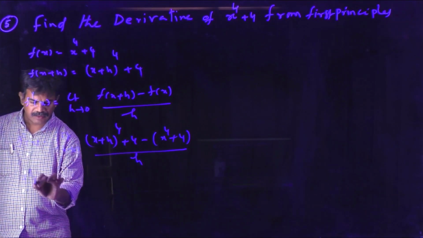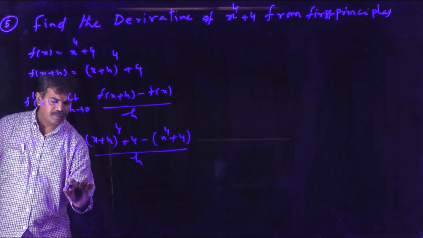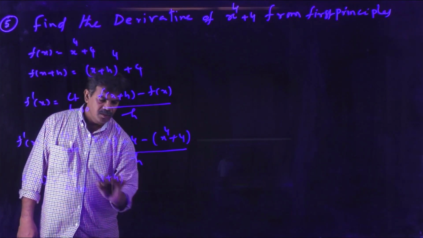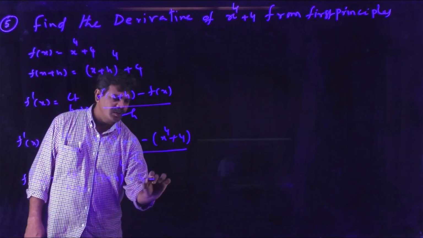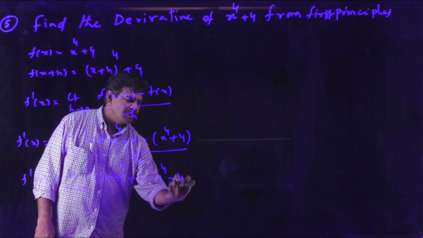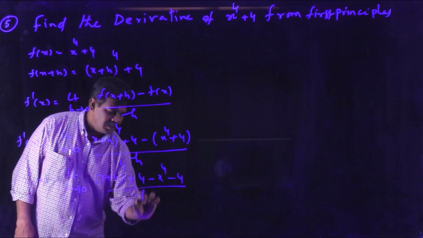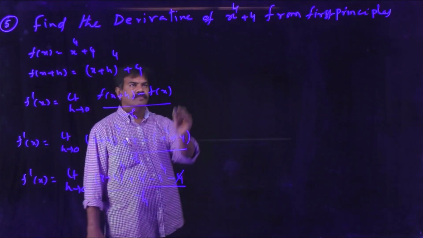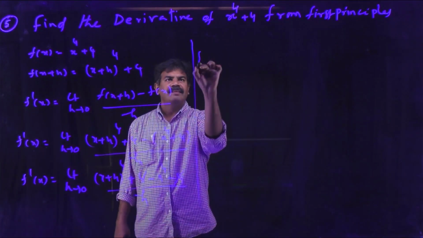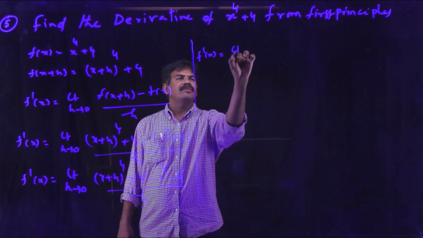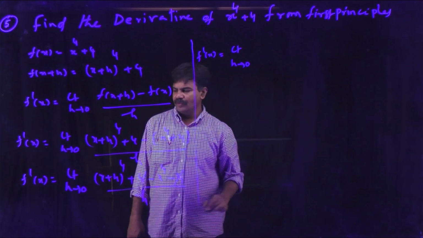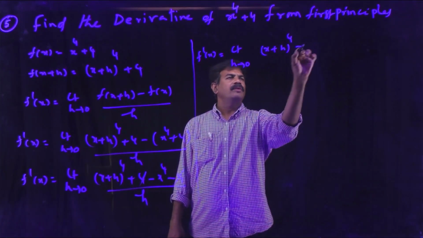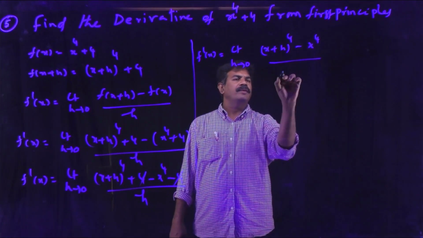That is f dash x is equal to limit h tends to 0 x plus h whole power 4 plus 4 minus x power 4 minus 4 by h. 4 cancel. That is f dash x is equal to limit h tends to 0 x plus h whole power 4 minus x power 4 by h.